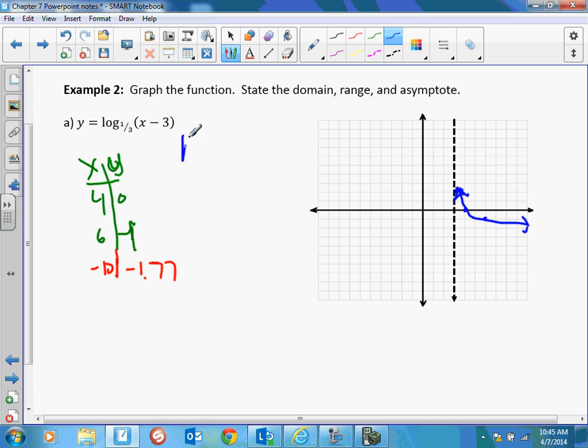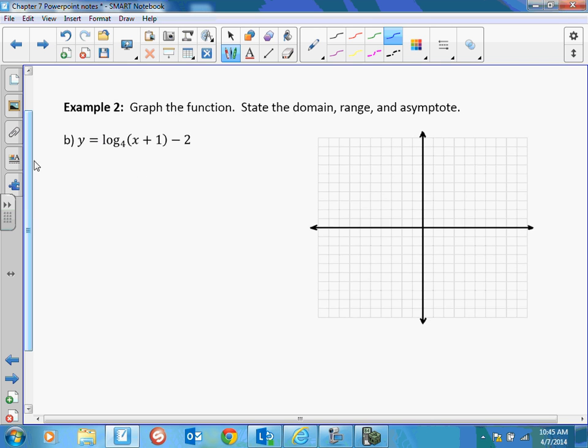So the domain now changes. Domain is now x is greater than 3. Okay, because all the numbers have to be bigger than 3, otherwise it's error. You have log of 0 or negative, which you can't do. The range is all real numbers, doesn't change. And now the asymptote is x equals 3. Okay, we should be able to tell that just by what makes this go to 0. Okay, we can set that equal to 0 and solve.